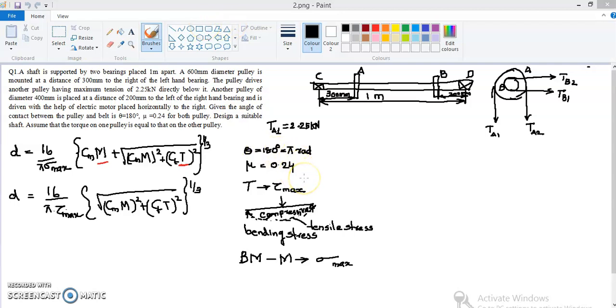Okay, so we will continue this. So we have seen that we have to find out this M and T, that is a torque and a moment. So let us find out this torque acting on these two pulleys, that is on the pulley A and B, and also this vertical force TA1, TA2, and horizontal forces TB1 and TB2. So let us find all these values.